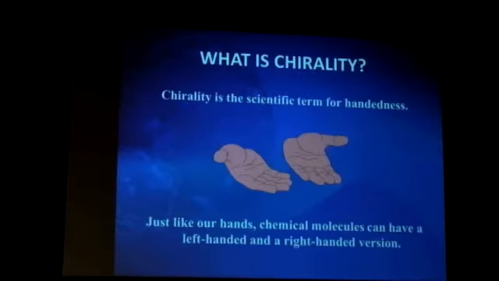So today, we talk about this problem of chirality. Chirality is a scientific term for handedness, and our hands are a good example of handedness. We have a left hand and a right-handed version, and it turns out that they may be very similar in different ways, but they're not identical. They're just mirror images of each other. And just like our hands, chemical molecules can have a left-handed and a right-handed version.